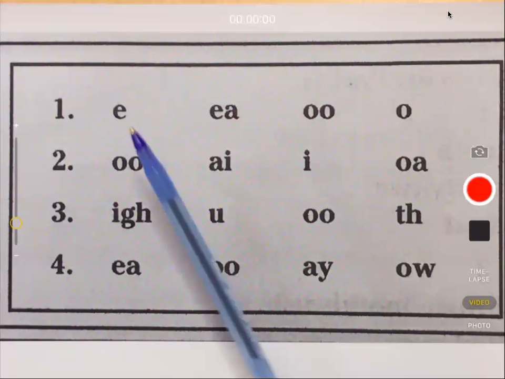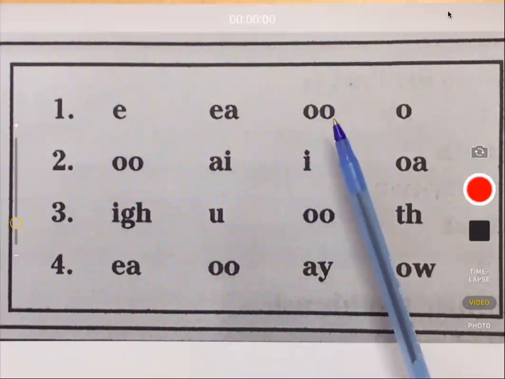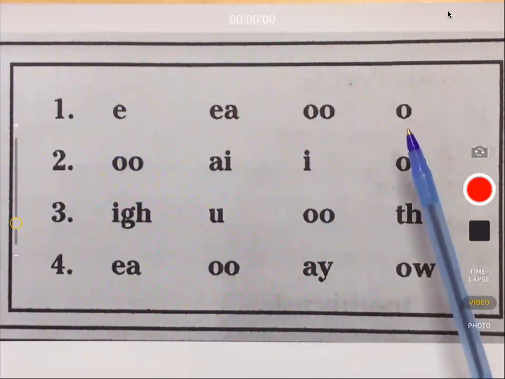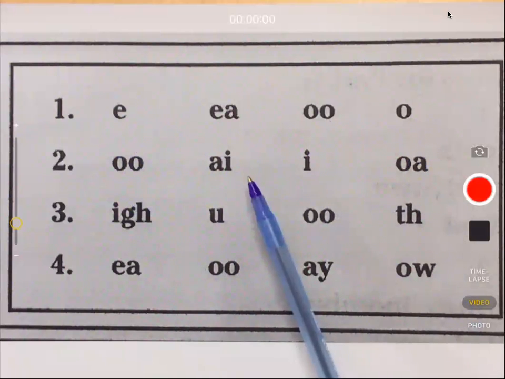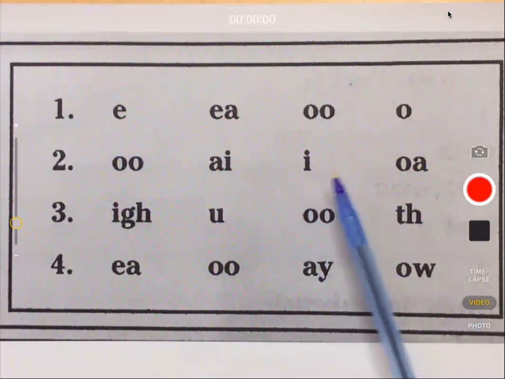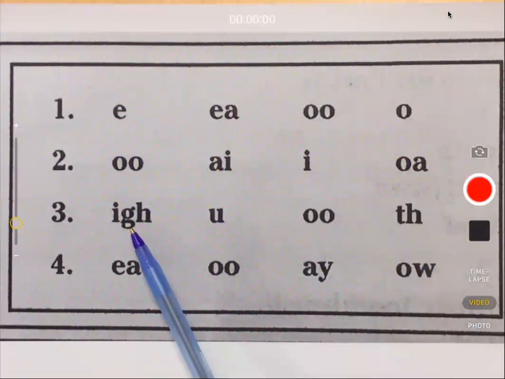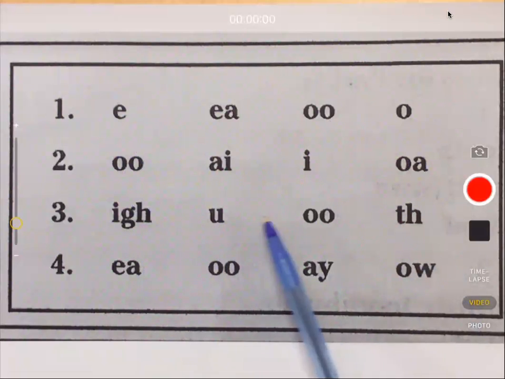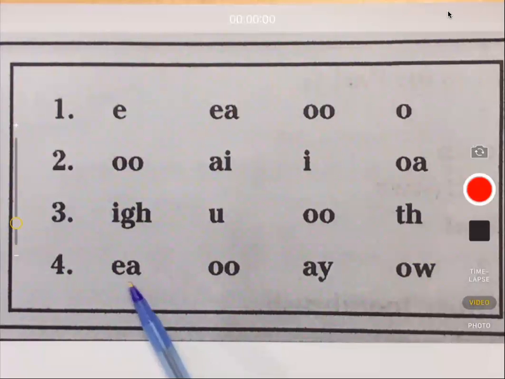Here we go. E, E, oo, o. Line 2. Oo, a, I, o. Line 3. I, oo, th. Line 4. E, oo, a, o.